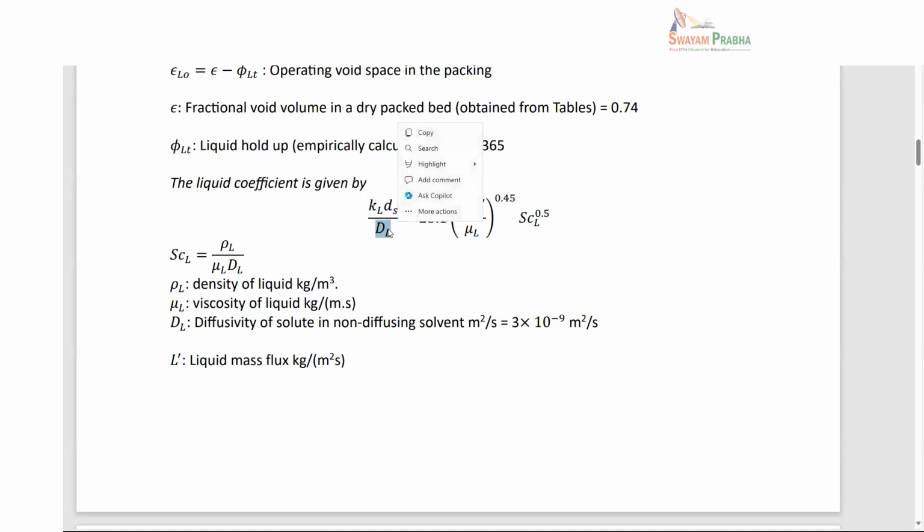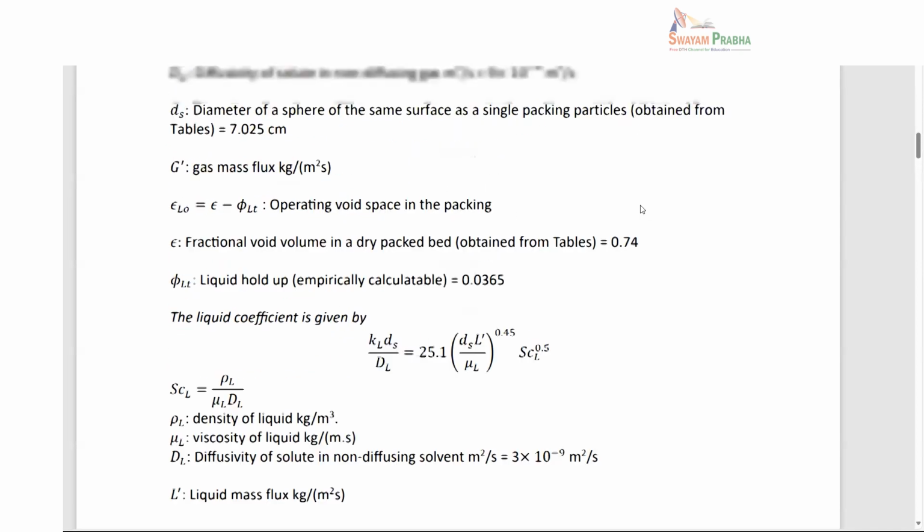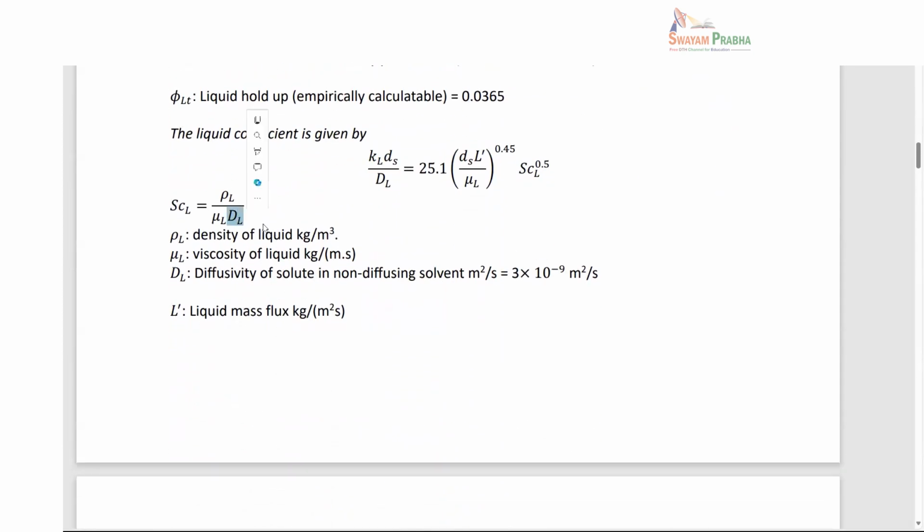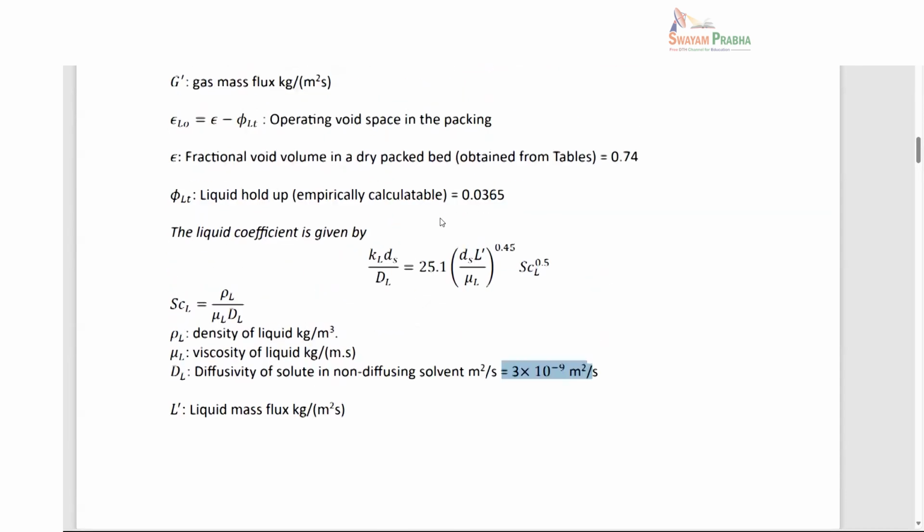dl is the diffusion coefficient of the solute in the liquid. We talked about the diffusion coefficient of the solute in the gas phase; this is the same solute but diffusing in the liquid, that's dl. And L prime here is the liquid mass flux in units of kilogram per meter square second, and then you also have the Schmidt number of the liquid side. In this problem, the only thing we did not know was this diffusion coefficient, which is also given to you.